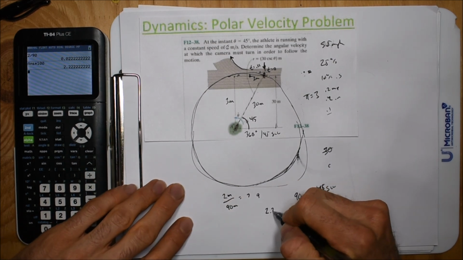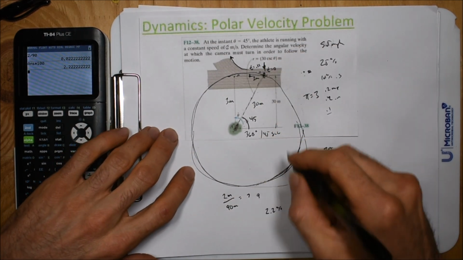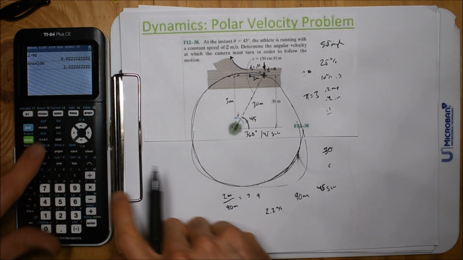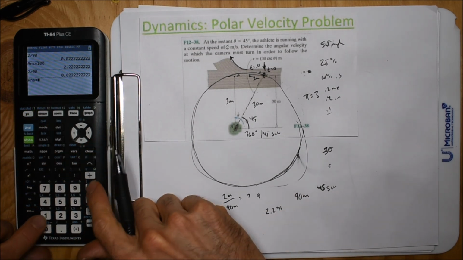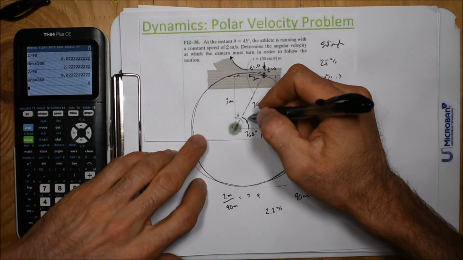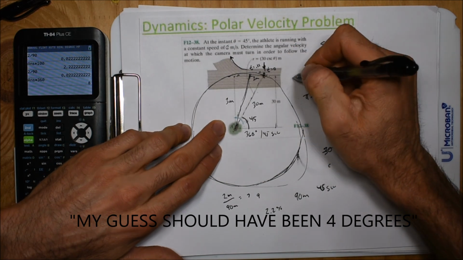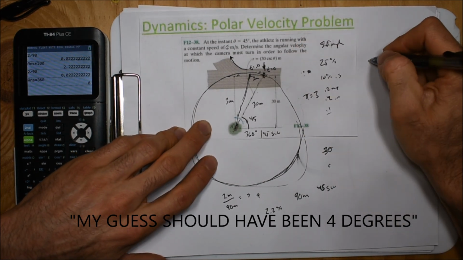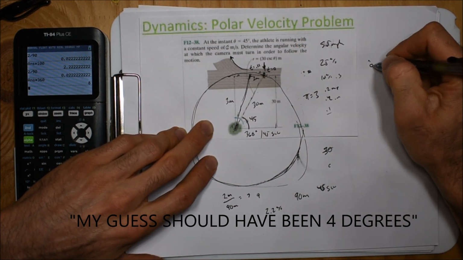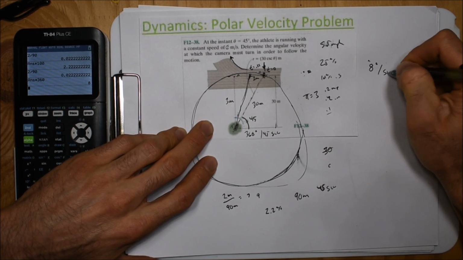Well, that's 2.2% of 360, or just 0.02 divided by 90 times 360. It's going 8 degrees. So I would say 8 degrees a second. Now we've got our first guess: the camera needs to move 8 degrees per second.